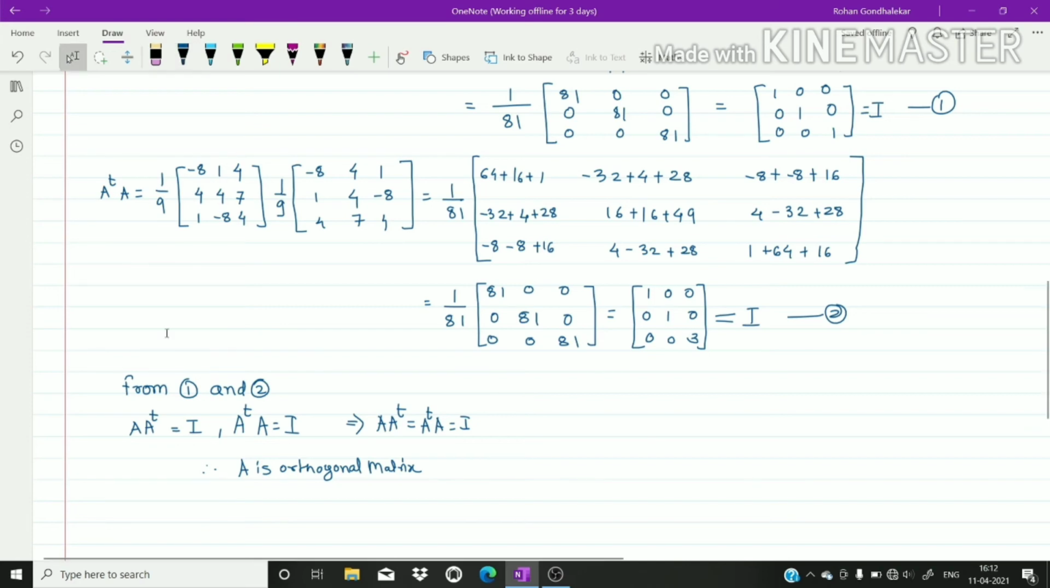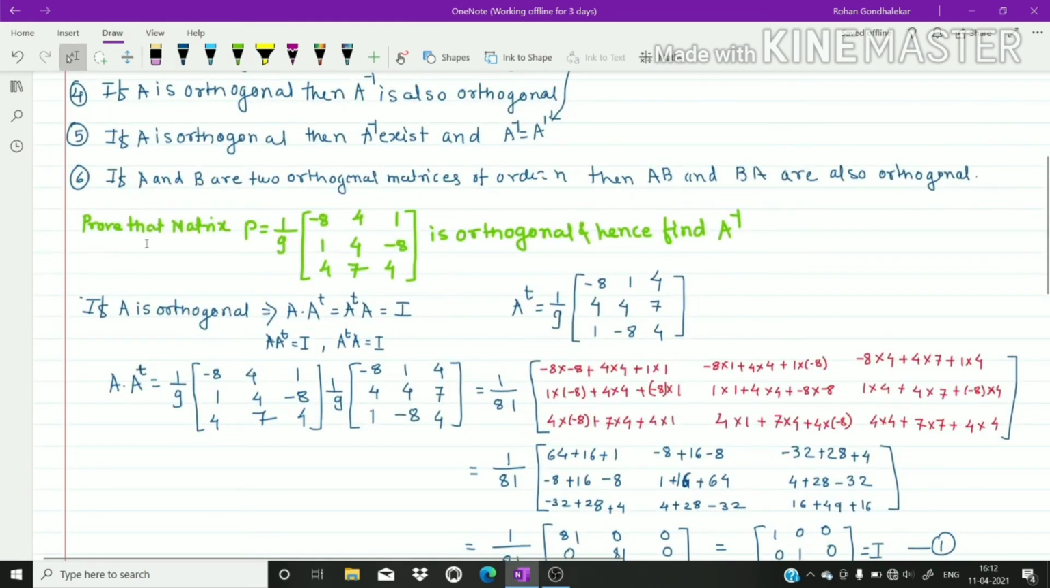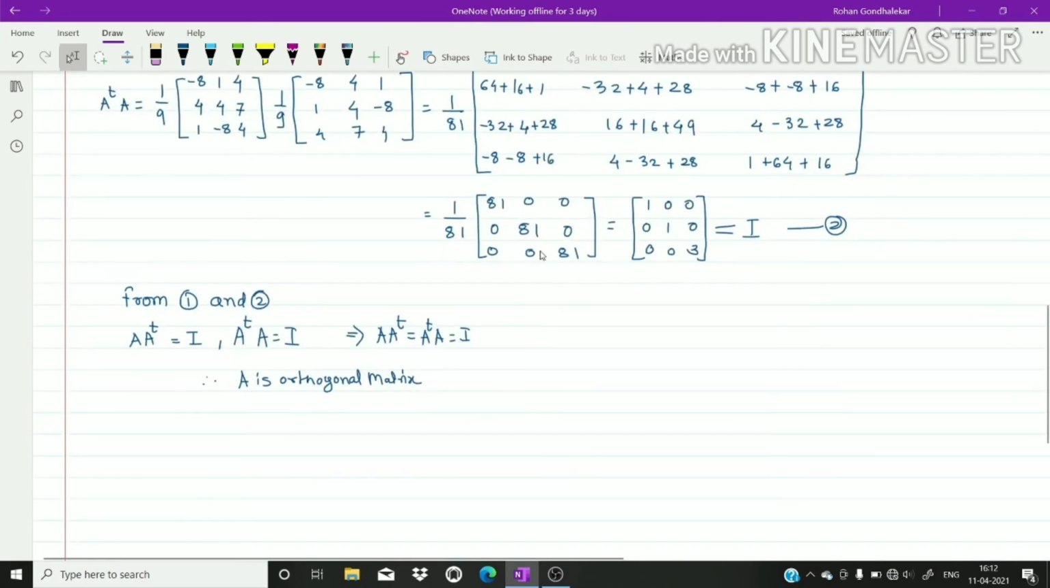And what they have asked, show or prove that the matrix P is orthogonal and hence find A inverse. So therefore, A inverse is equal to A transpose. What is the A transpose matrix? 1 upon 9. See, this is your transpose of A. So write the matrix. Minus 8, 1, 4, 4, 4, 7, 1, minus 8, and then 4. Yeah. So this is all about the orthogonal matrices.